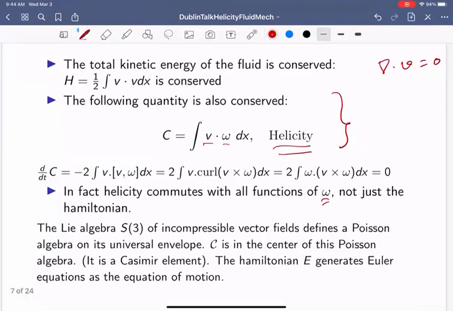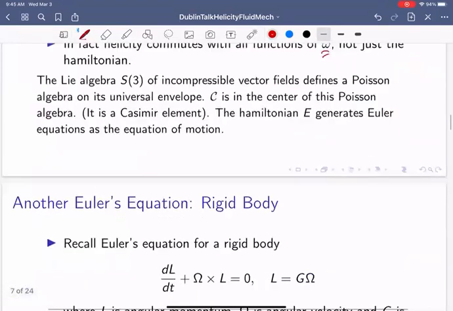So we have the Poisson brackets, and now you can verify that this helicity is not just a conserved quantity. It's something stronger than that. It doesn't just commute with the Hamiltonian. It commutes with any function of vorticity. Every dynamical variable commutes with helicity, not just the Hamiltonian. So it's something much stronger than a conserved quantity. So that is the hint we have. It is something like a Casimir element; it belongs to the center of the Poisson algebra.